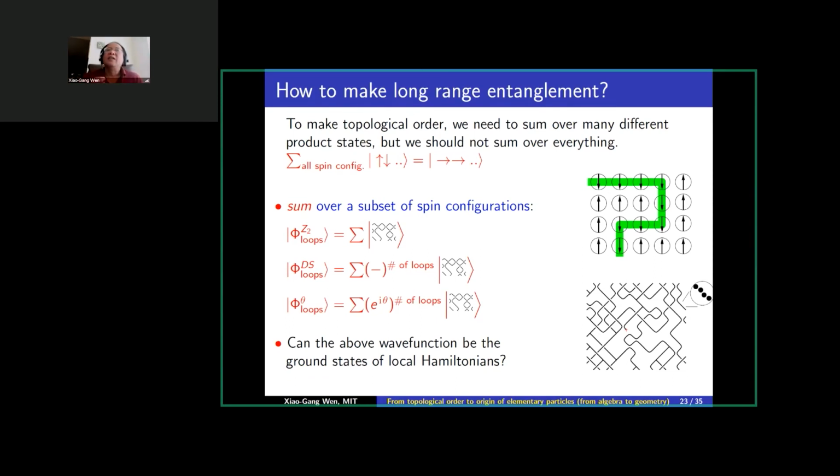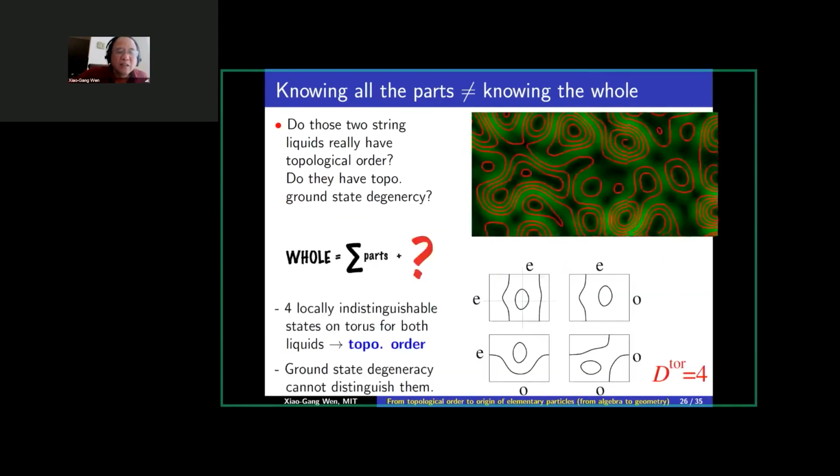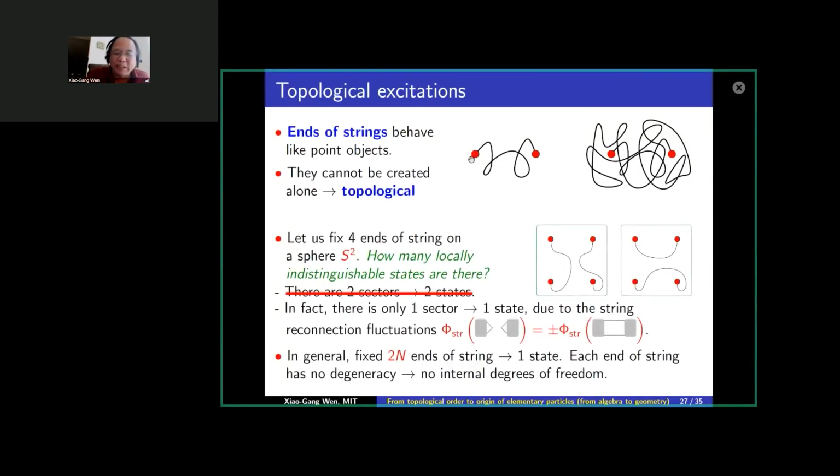Once the ground state has this long-range entanglement, then the excitation is like a defect. So the ground state is like a pattern. This superposition is a pattern. The break of a pattern is like a defect. The defect is like a particle. So in this loop liquid, the defect is the end of a string. So this end of string can be viewed as a defect in the loop liquid. Right, so I understand that.